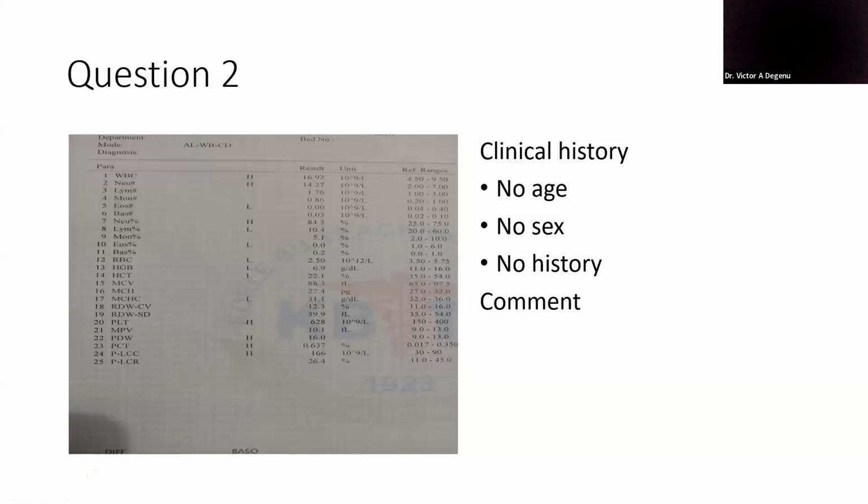Clinical history. We do not know the age of the patient. We do not know the sex of the patient. And we do not know any history of the patient. But this is what we have. So what comment do we pass?